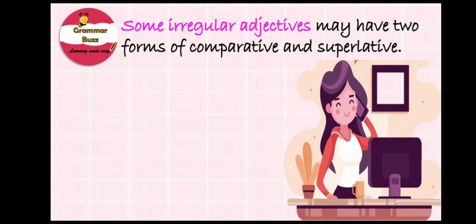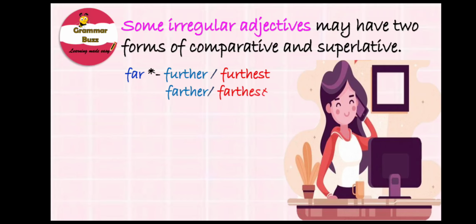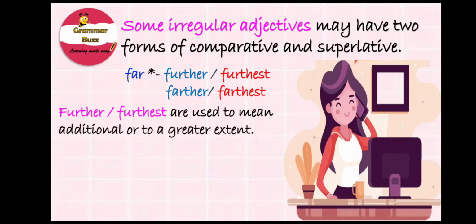Few other irregular adjectives, like the adjective old, may have two forms of comparative and superlative degree. For example, the adjective far has two forms of comparative and superlative degree. We could say further or farther for comparative degree and furthest or farthest for superlative degree. Remember, further or furthest are used to mean in addition to or to a greater extent.